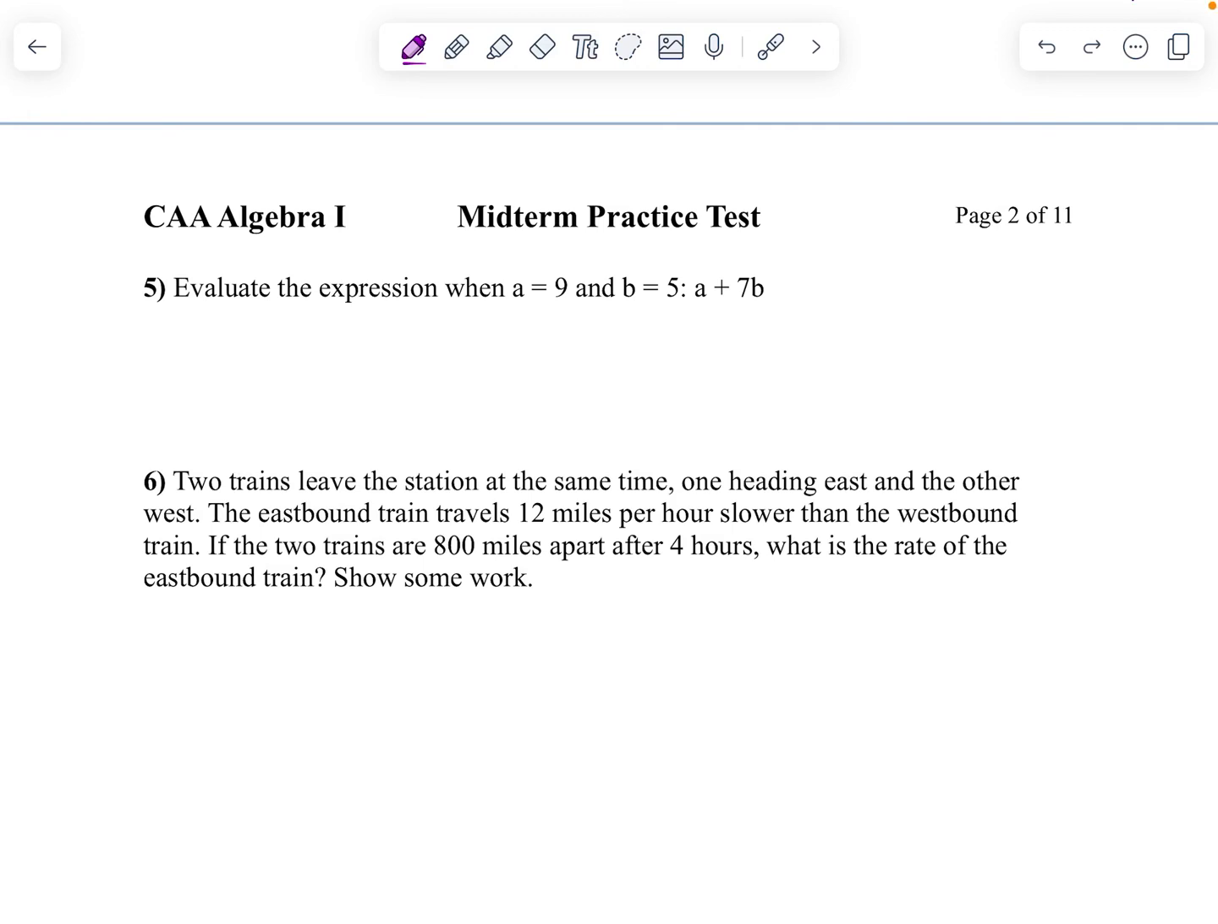Evaluate this expression. So instead of writing A, we're going to write 9. Instead of writing B, we're going to write 5. Use the order of operations, 35 plus 9. Well, that's going to be 44 then, isn't it? And that's our answer.